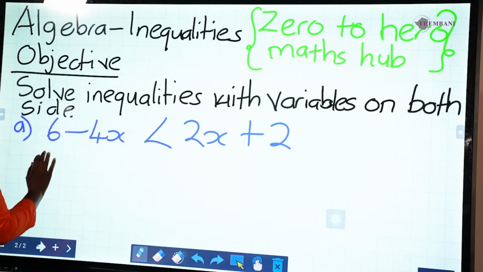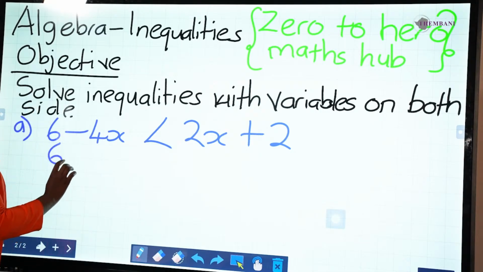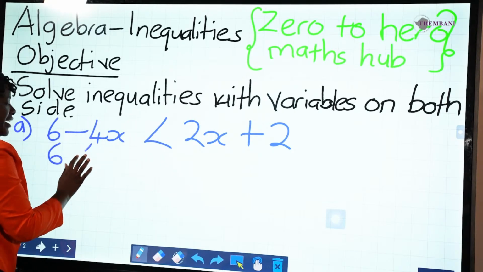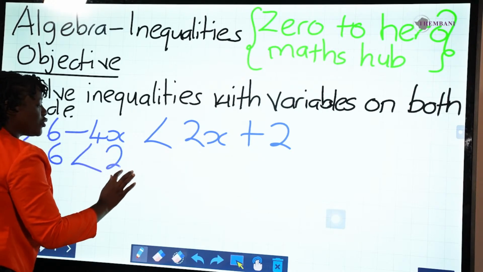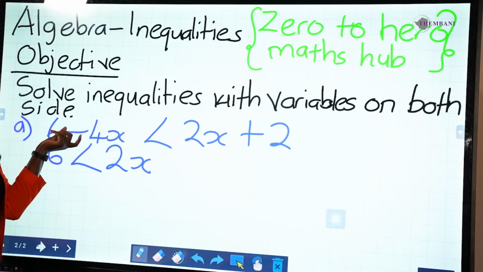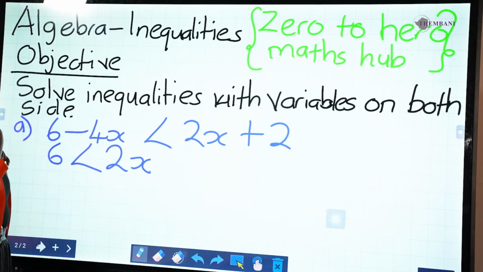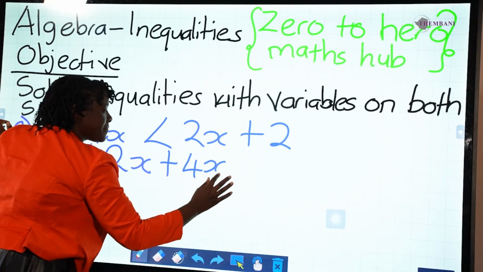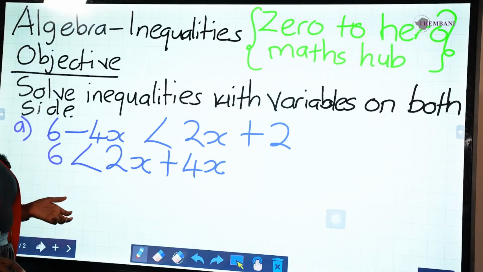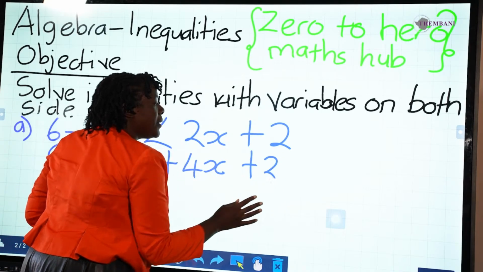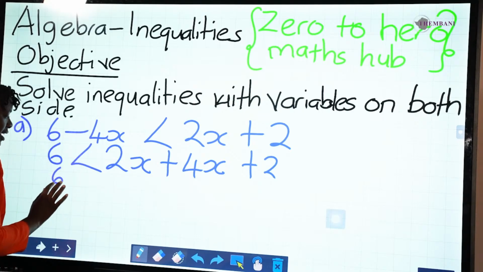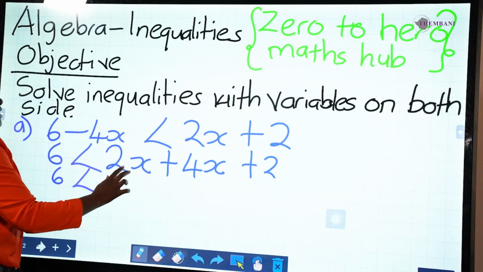So I have my 6 here, and I want to move this negative 4. So my inequality sign doesn't change. So I have my inequality sign, then I have 2x. So if I move negative 4x across, it changes its sign and it becomes plus 4x. But initially when I started, I also had this plus 2 because I haven't moved the plus 2 yet. So now I have 6 is less than 2x plus 4x.